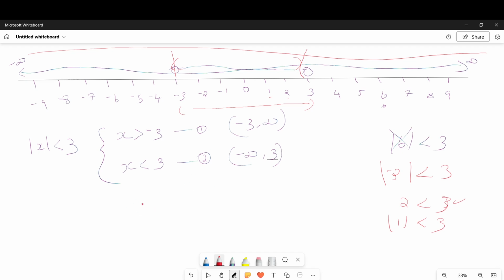So the final interval notation will be -3 to 3. Okay, so that's why we don't take union here. Here we are taking only intersection. So we need the common values. That's the only thing that works for this equation. We can substitute any values between -3 and 3, and this equation will be satisfied. If you go for any other values outside this range, the equation won't be satisfied. The equation will not be true.